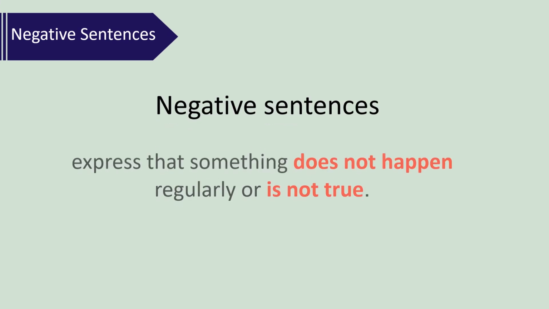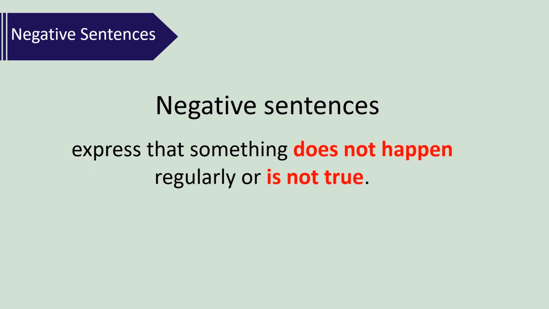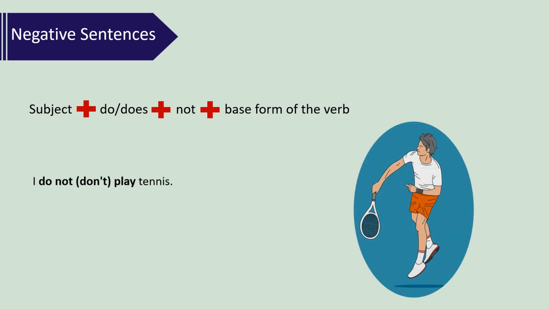Negative sentences express that something does not happen regularly or is not true. We make negative sentences in the simple present tense with subject plus do or does plus not plus base form of the verb. For example, I do not play tennis. She does not play tennis.